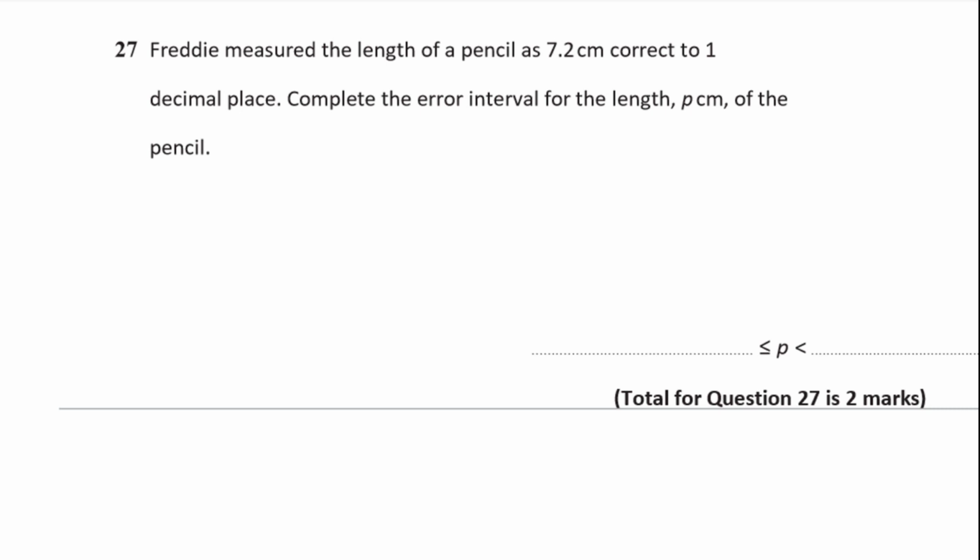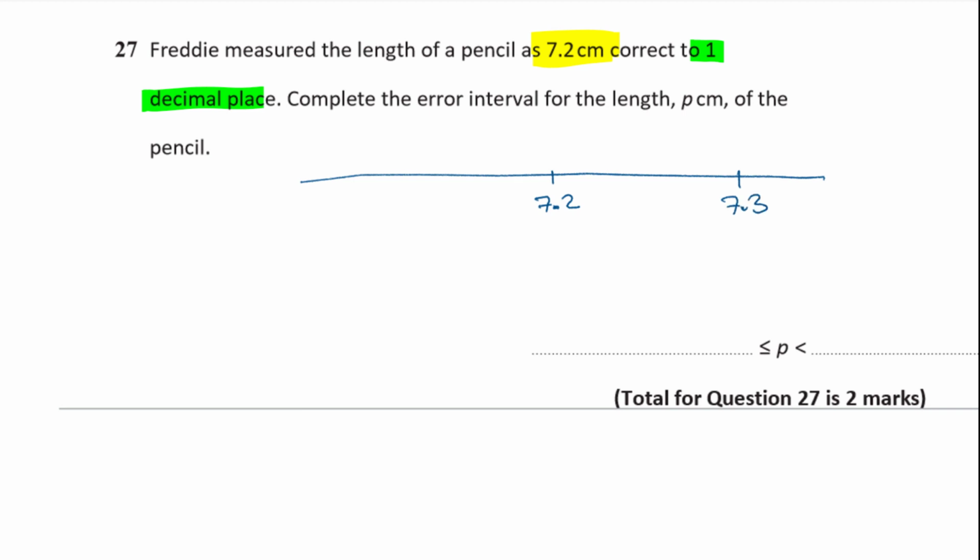Okay, so when I've got one of these error interval questions, I like to take the value that they give me, that it's been rounded to, and draw that on a number line. So that is going to be at 7.2. Next, I take the number of decimal places, or the degree of accuracy it's been rounded off to, and I go that amount up and down from my given number. So I'm going to go 1 decimal place, or a tenth, up from 7.2. So a tenth up from 7.2 is 7.3, and a tenth down from 7.2 is 7.1.